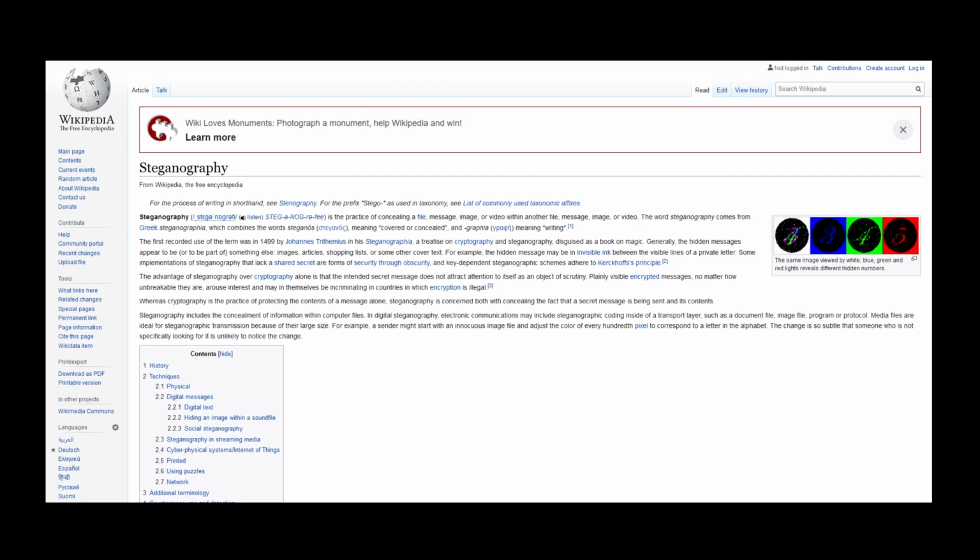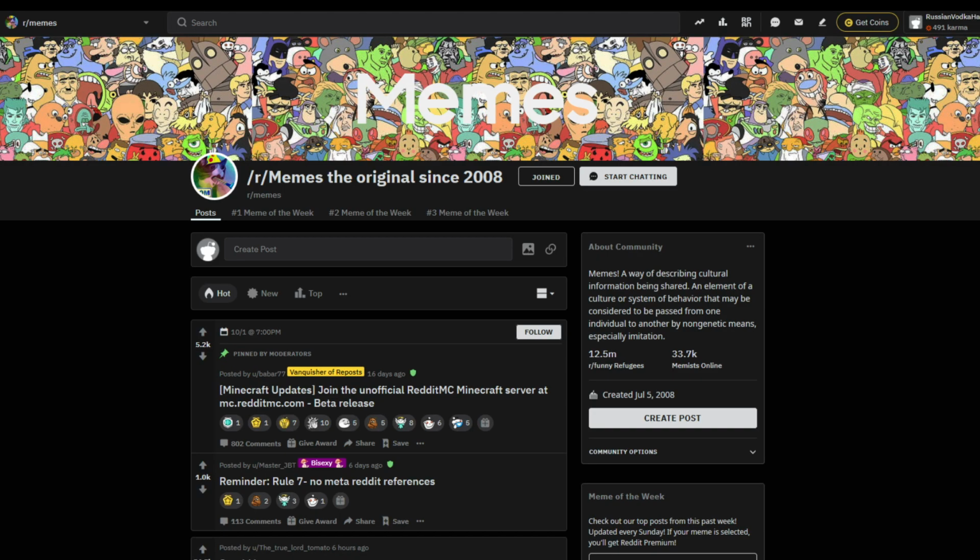In today's episode, we'll be talking about steganography, specifically least significant bit steganography. And if that sounds like a pile of gibberish, well, that's because it is a pile of gibberish, but I'll do my best to explain it to you, and we'll even get to put it to use in some Reddit memes. Wow, so exciting, I know.